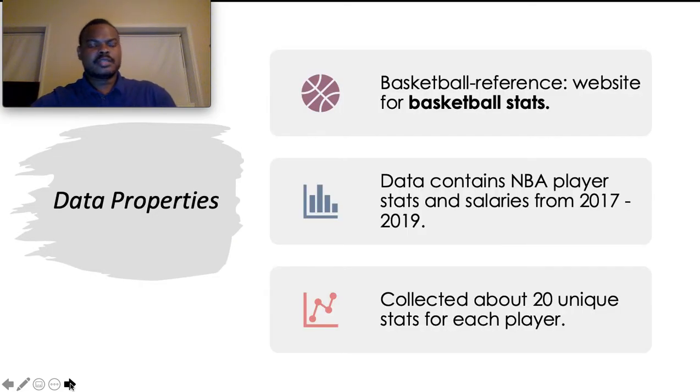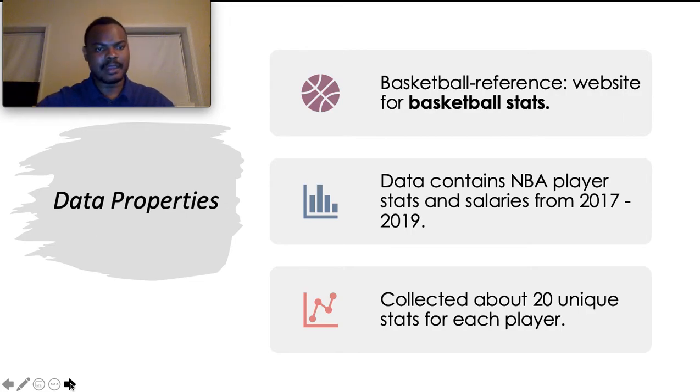So the properties of this project were that I got the information from Basketball Reference, which is a basketball statistics website, and I scraped information of players and their statistics from 2017 to 2019. And I collected 20 unique statistics for each player. So this can be confusing, right? Think about an NBA player. If you're giving them 20 stats and saying, oh, these are the 20 stats you need to improve on, well, it might be challenging for them to do that.